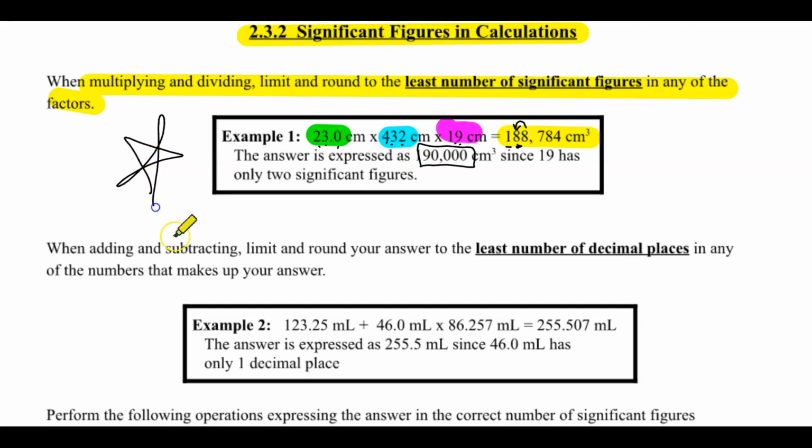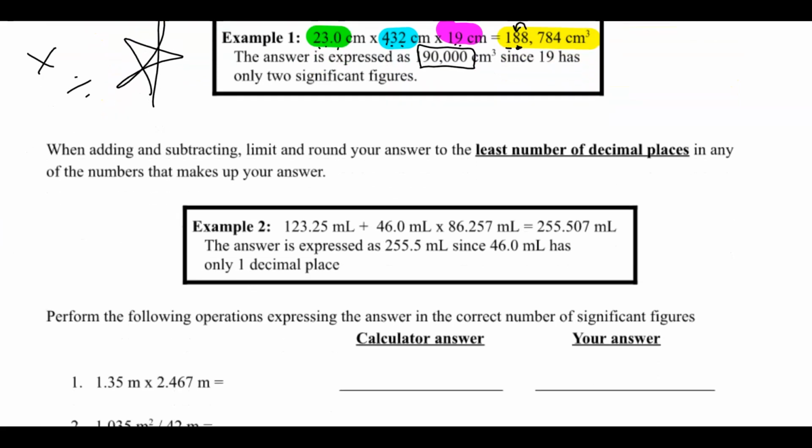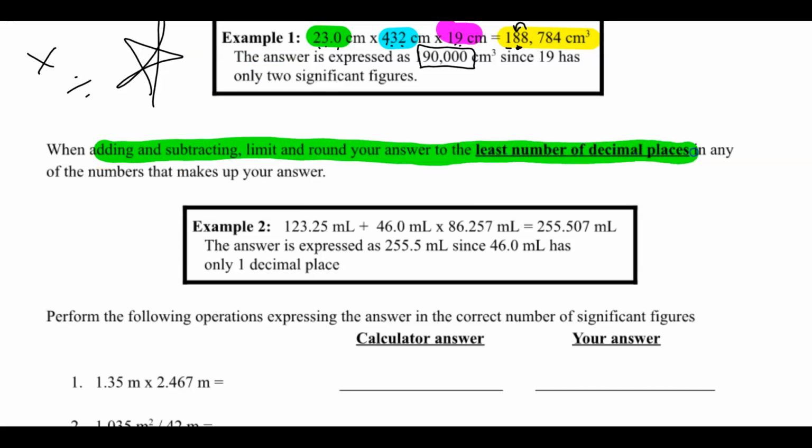Okay, this is what we're going to be doing most often. That's multiplying and dividing. So it's the least number of SigFigs from your input. That's what ends up in the problem. There are also some SigFig rules about adding and subtracting. When adding and subtracting, you round your answer to the least number of total decimal places. So for example, if we had inputs with 2 decimal places, 1 decimal place, and 3 decimal places, we can only have 1 decimal place in the final answer. So that's how we would round, okay?